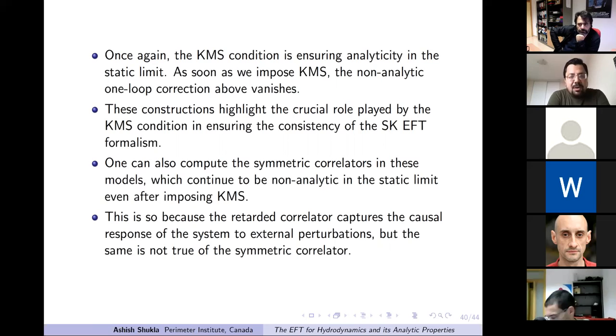But that's not a problem for us because the physical causal response of a system to external perturbations is captured by a retarded correlator, not by a symmetric correlator. The symmetric correlator does not have a physical meaning as opposed to the retarded correlator, which captures the causal response. So there the analyticity is very important, whereas the symmetric correlator staying non-analytic even in the static limit after imposing KMS is not a worry.